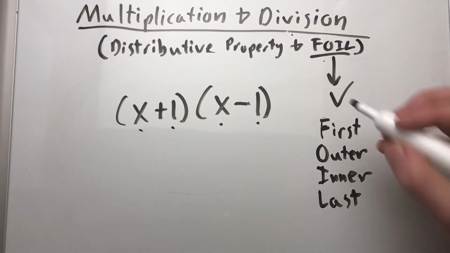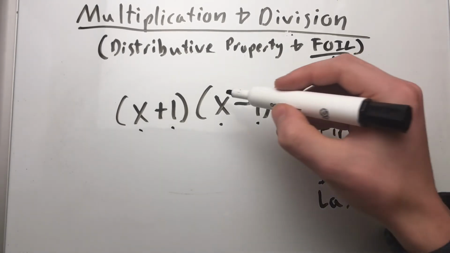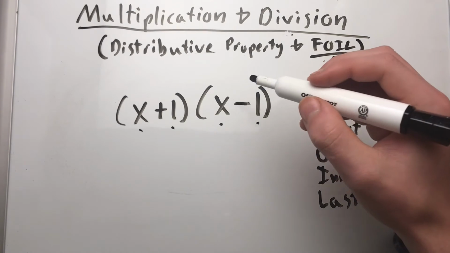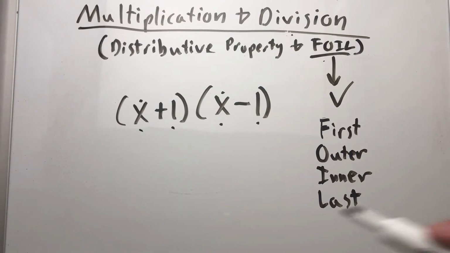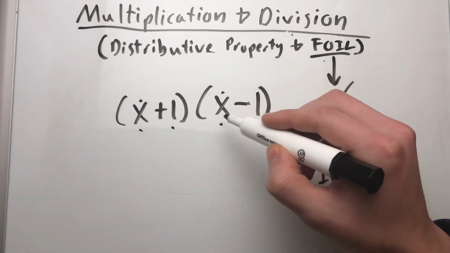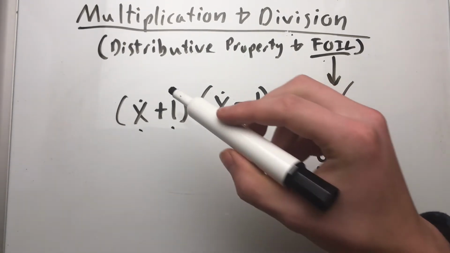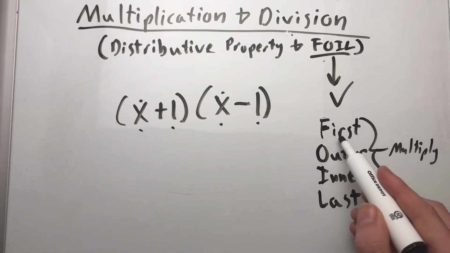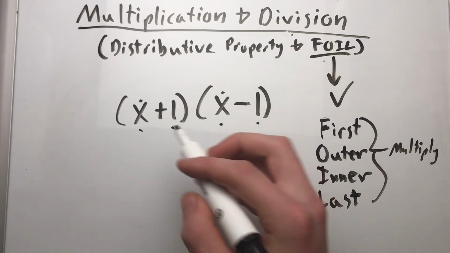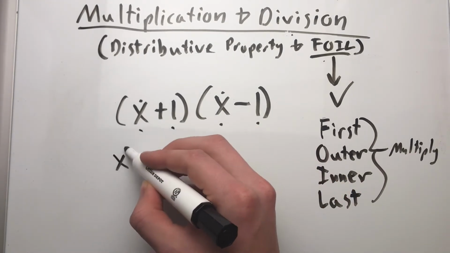And what this means is the first terms in each of our polynomials. So first is referring to this x and this x. The outer refers to this x and this negative 1. The inner refers to this plus 1 and this x. And the last refers to plus 1 and minus 1. And what these are telling us to do is multiply. So the first step of using the FOIL method is to multiply the first terms in each polynomial. So x times x is x squared.